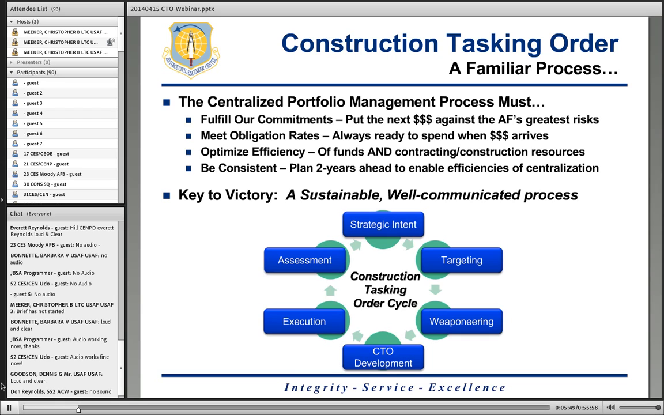We want to look at the whole program, and we want to execute it in the 2nd and 3rd quarter, if not sooner, so that we can go back and ask for more money.